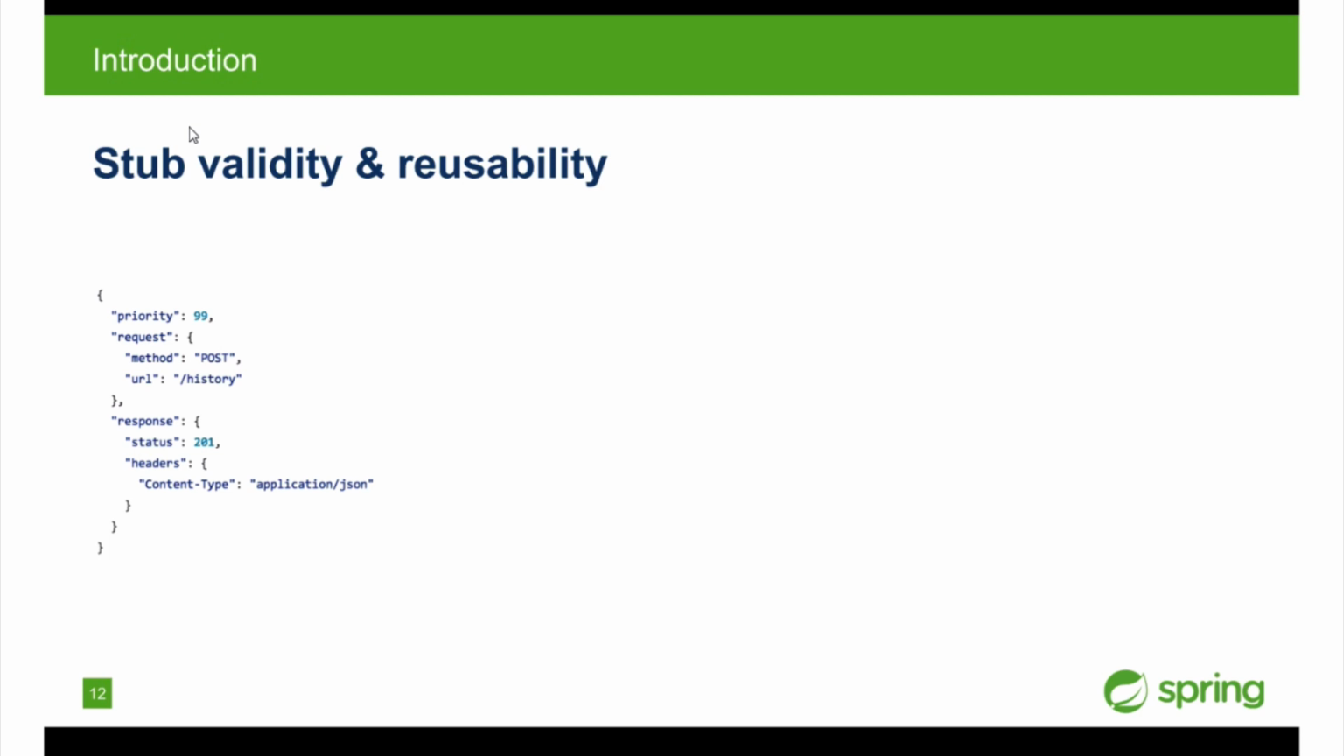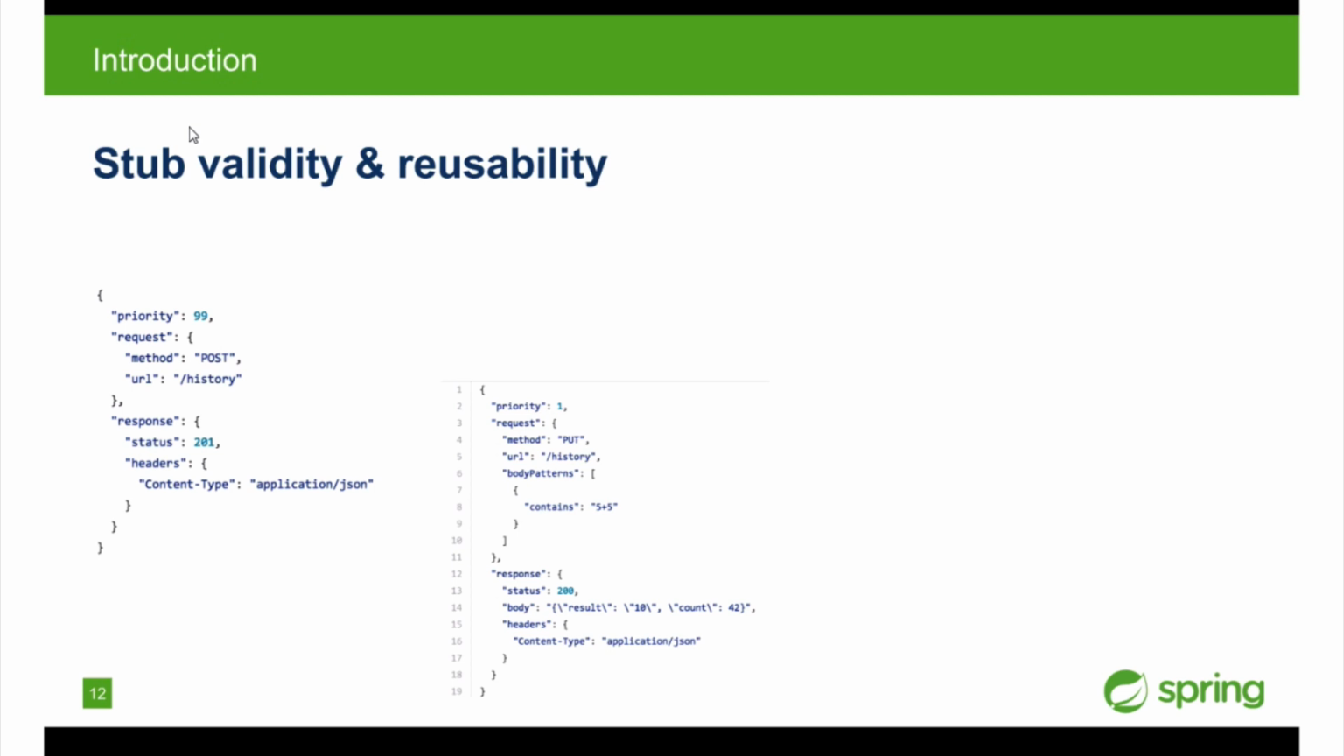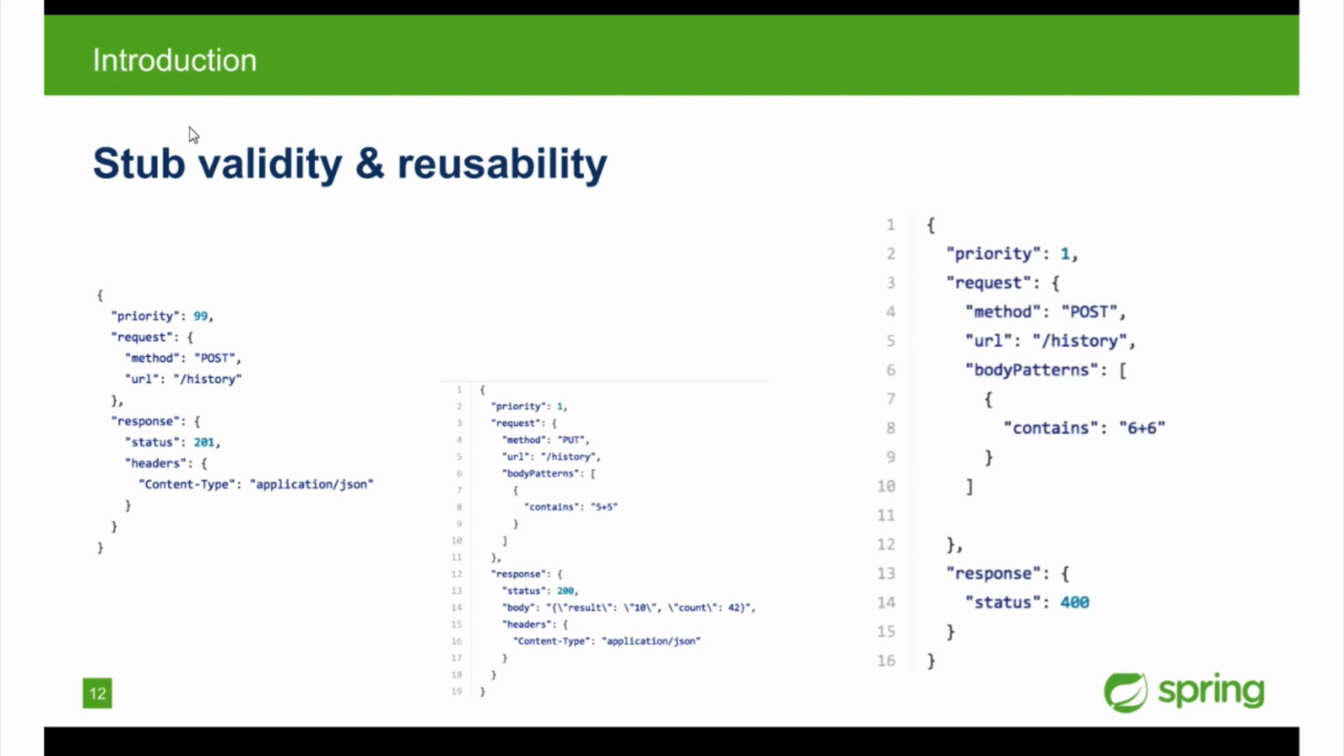So if you're sending a request with a method POST to URL /history, then the response should be with status 201, and the content type header should be equal to application/JSON. Another example, you're sending an HTTP request with a method PUT, the URL would be /history, and the body should contain a value like 5+5. And then the response will have status 200. There will be a JSON inside the body, result 10, count 42, for example, and the header is content type application/JSON. Last example, you're sending a POST method to URL /history. The body should contain a text value 6+6, and then the response should be 400. So like given some condition, like how a request should look, then some response should be sent back.